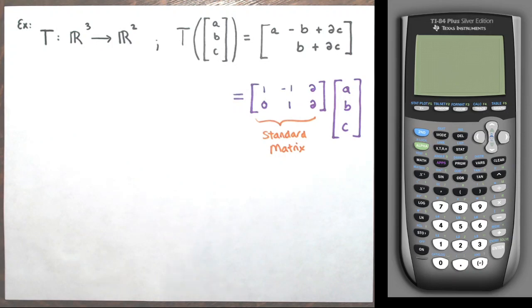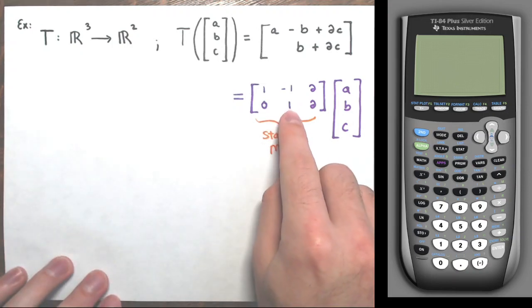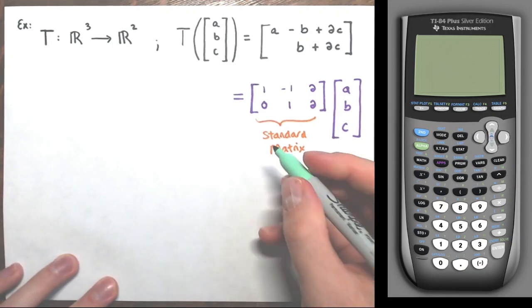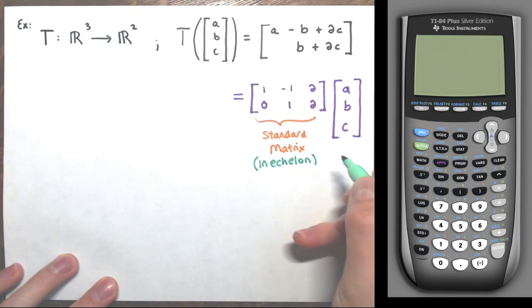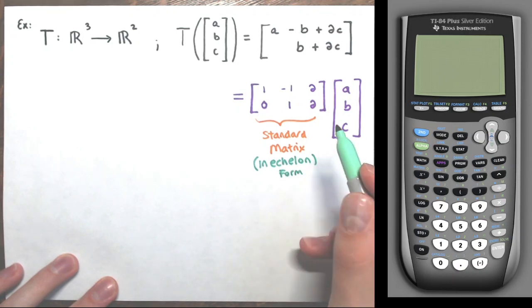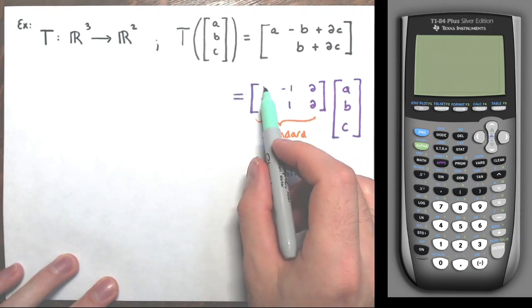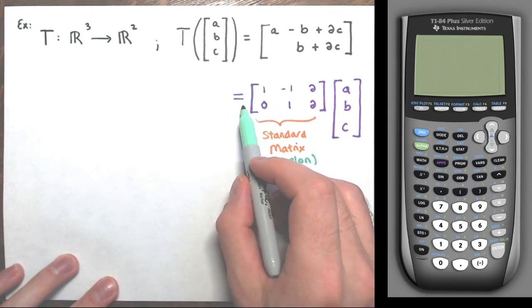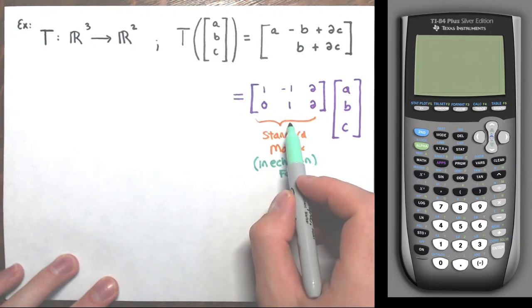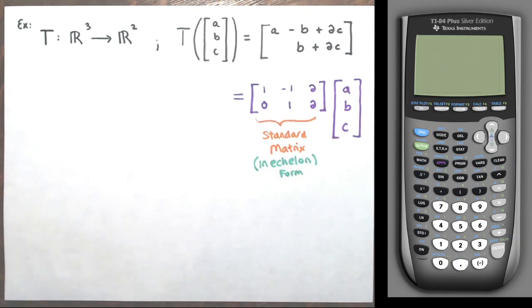Now I know I said I like reduced echelon form, but this is already in echelon form. Because if you look at each row, the first non-zero entry has all zeros below it. The first non-zero entry in this row has zeros below it because there's nothing below it. So it's in echelon form.